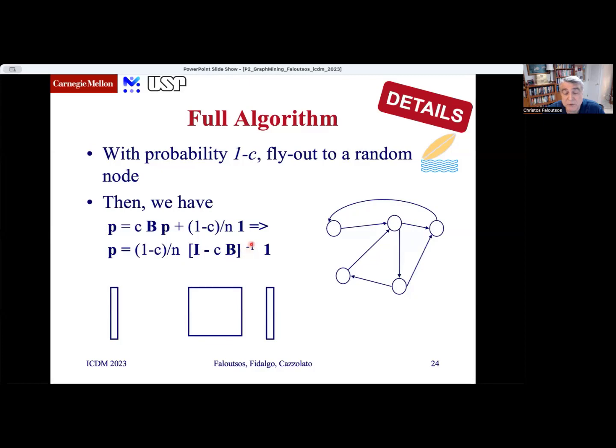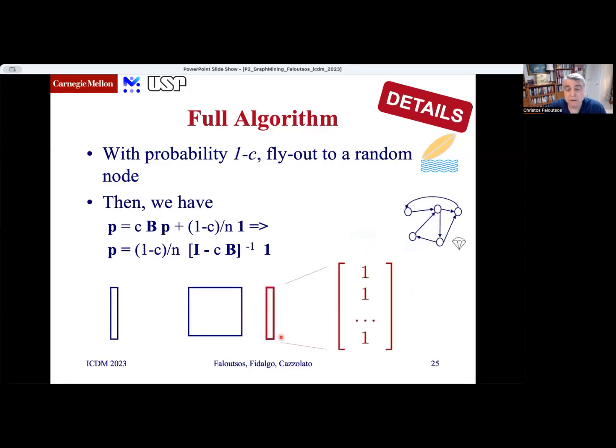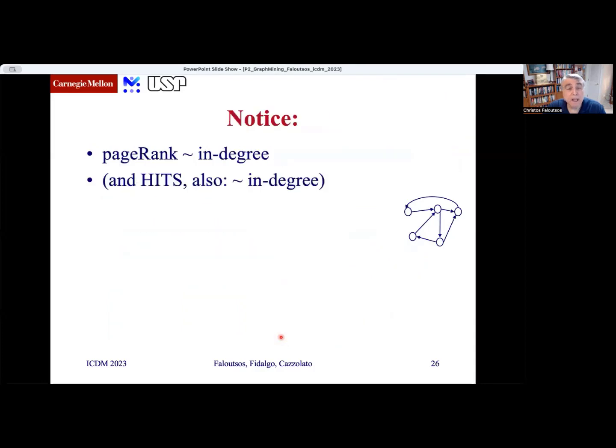We have to do an inversion, right? Or at least in theory, right? And what is important is that this vector is a vector full of ones. We will need this observation when we do the personalized PageRank later. So that's exactly it. The vector is full of ones. And notice that the PageRank is correlated with in-degree. If a lot of people point to a node, this node will probably have a high PageRank. And as we'll see later, the HITS algorithm also gives high scores to nodes with high in-degree.